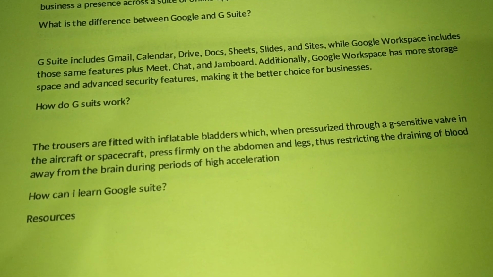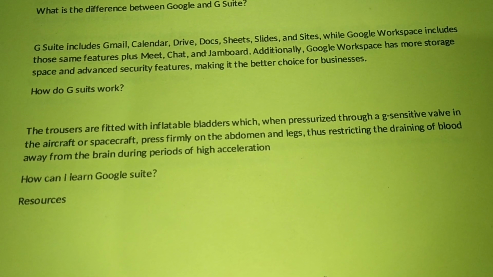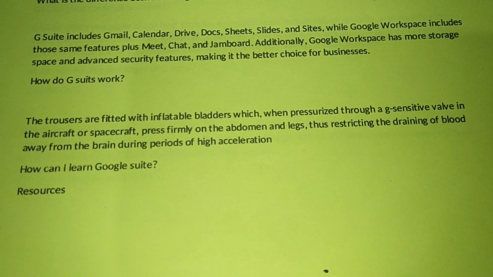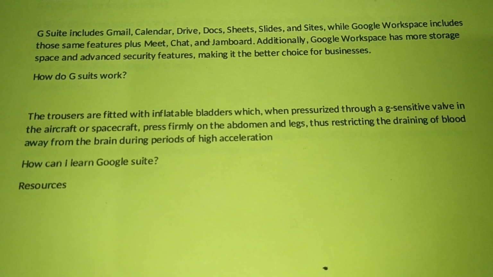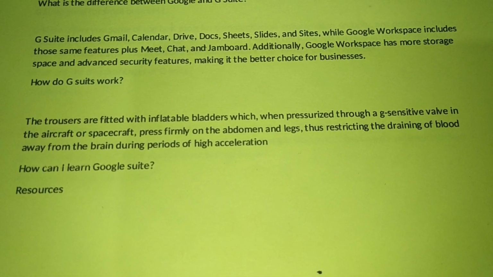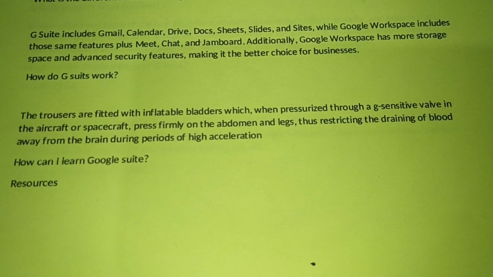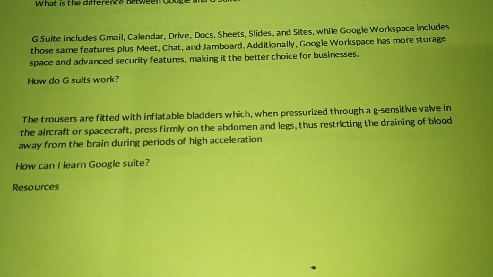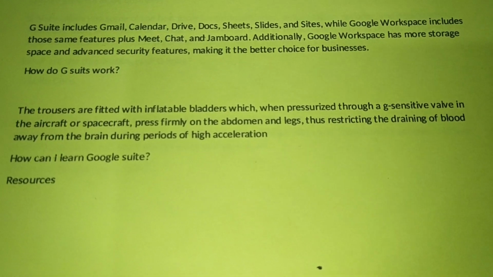How do G-suits work? The trousers are fitted with inflatable bladders which, when pressurized through a G-sensitive valve in their aircraft or spacecraft, press firmly on the abdomen and legs, thus restricting the draining of blood away from the brain during periods of high acceleration.